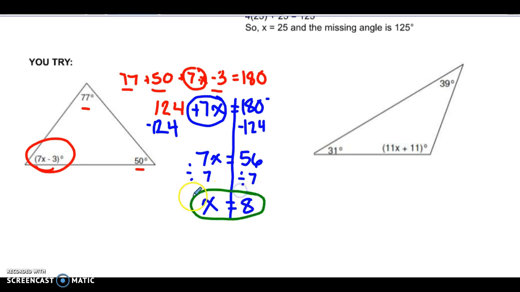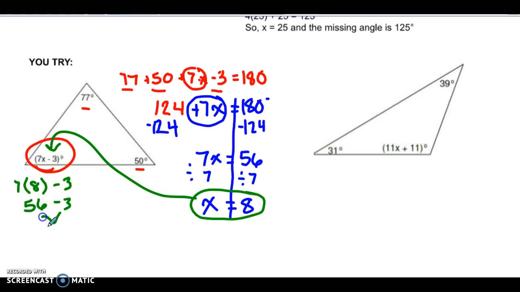We now know that x equals 8, but now the real question is, well, what does that angle equal? And can we plug that in and just make sure that that's actually true? We know that 7 times 8, or 7 times x, is 56. And then if we subtract 3 from that, we get that this angle equals 53 degrees. And just to double check, we of course know that all three angles together need to equal 180. So if I take 53 and add it to 50, I'll get 103. And then if I add that 77, I'm going to get my total sum is 180. So just a way to always be double checking your work.